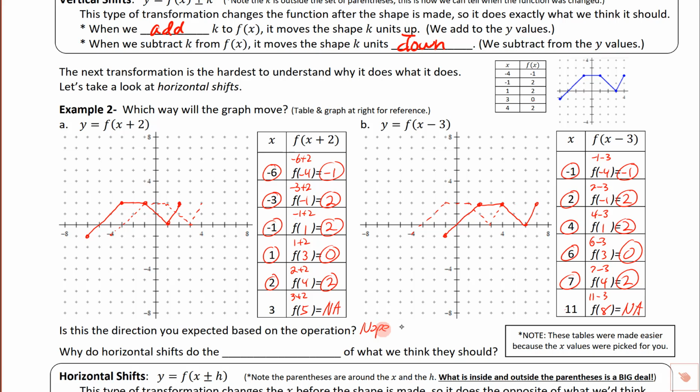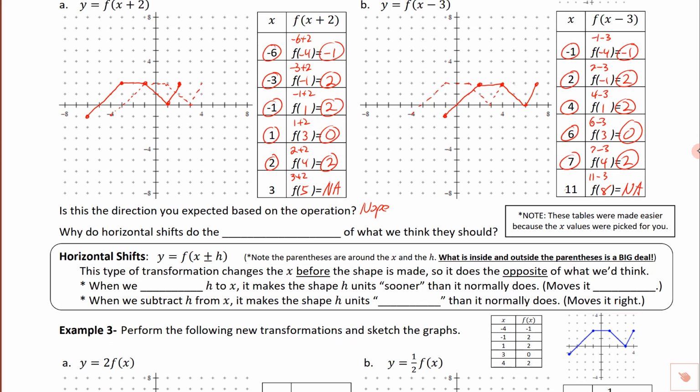Well, probably not, because you would think that if you add 2, that you would move it to the right 2 units. If you're going to change it in the x direction, you'd think it would move it to the right, and you'd think this would move it to the left. Well, it doesn't. It actually does the opposite of what we'd think it would. So let's go ahead and write down opposite. It does the opposite of what you'd think.